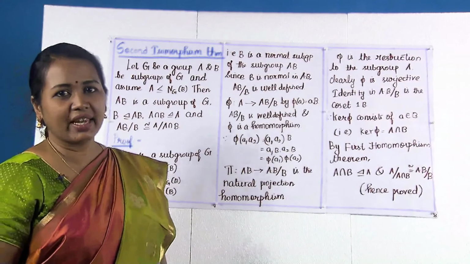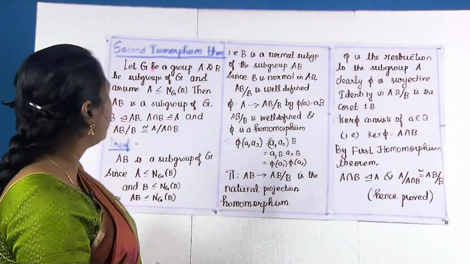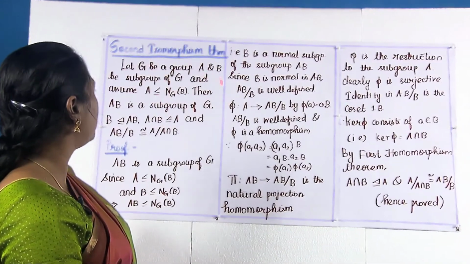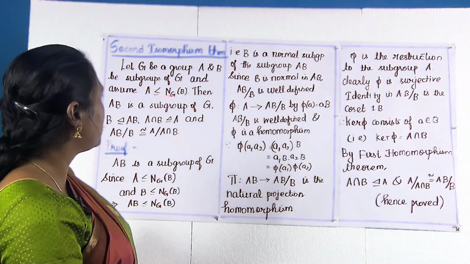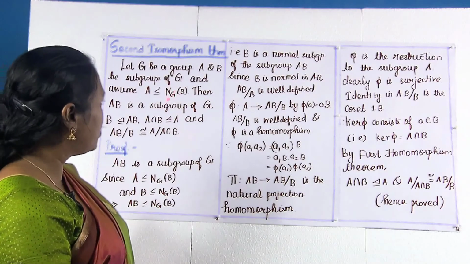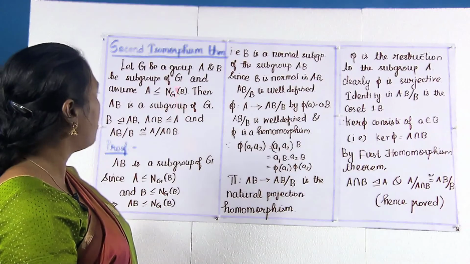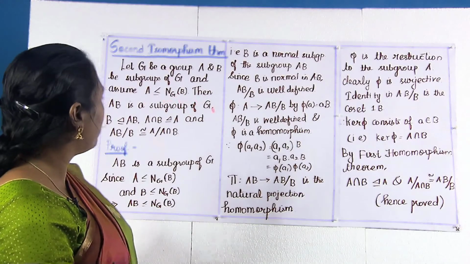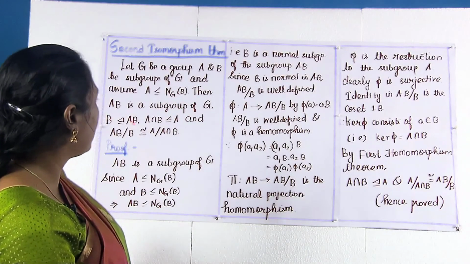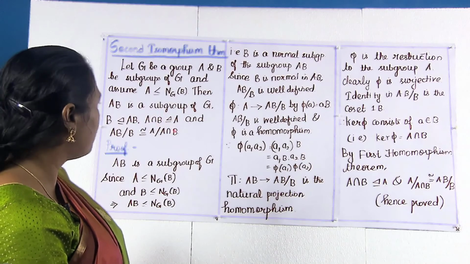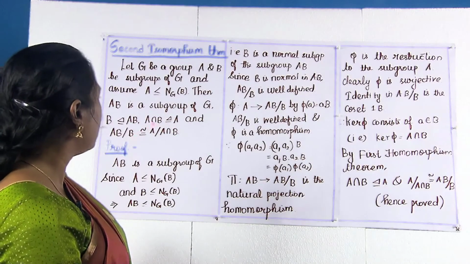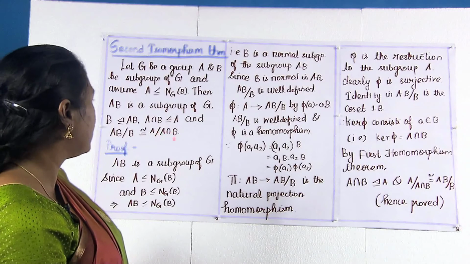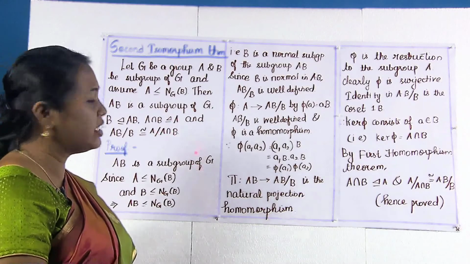Now, we shall see the second isomorphism theorem. Let G be a group, A and B be subgroups of G, and let us assume that A is a subset of N_G(B), where N_G(B) is the normalizer of B. Then AB is a subgroup of G, B is a normal subgroup of AB, A ∩ B is a normal subgroup of A, and AB/B is isomorphic to A/(A ∩ B). So, we have to prove these statements.